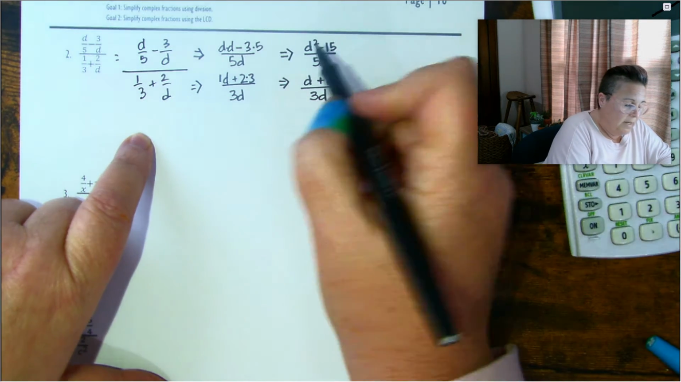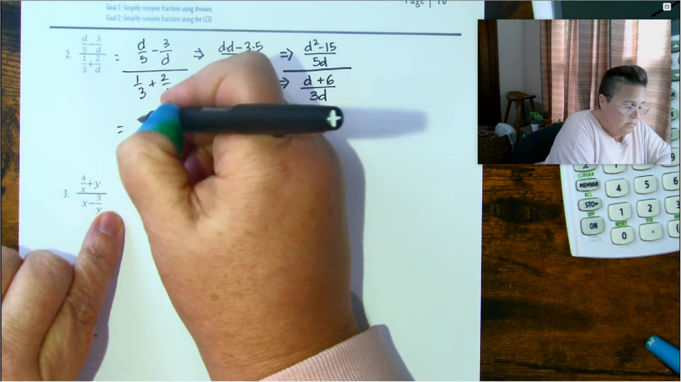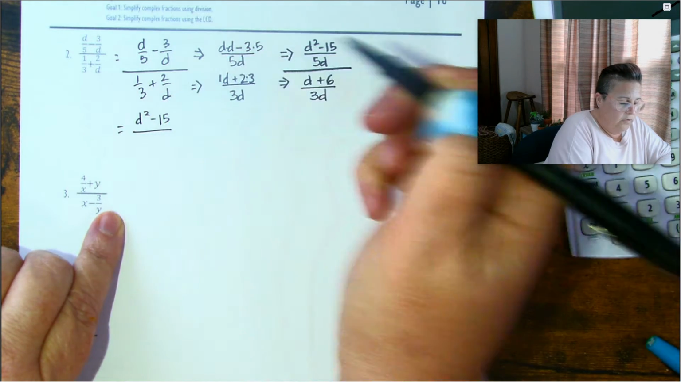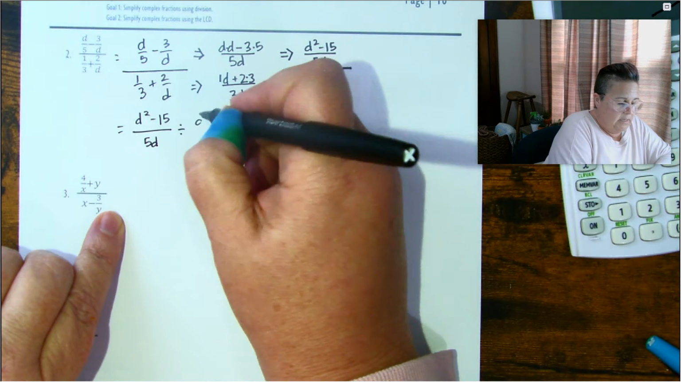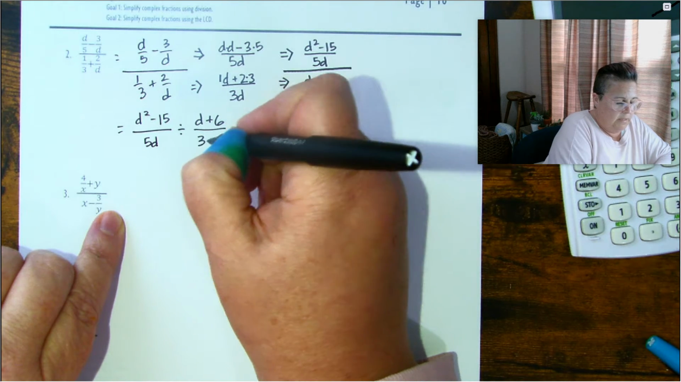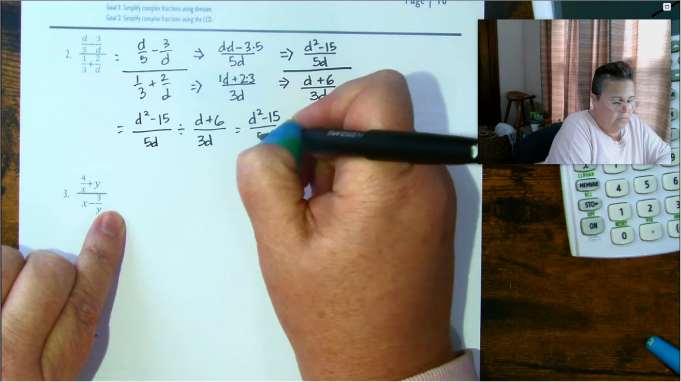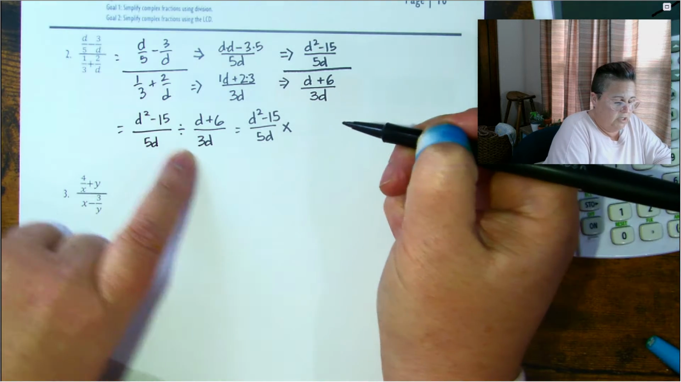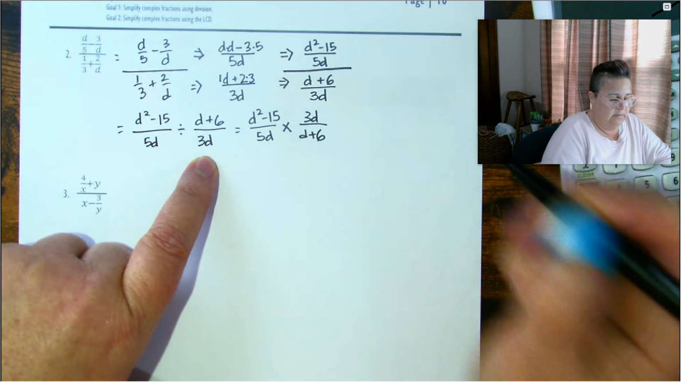Now I need to rewrite this as division. So this is going to be d squared minus 15 over 5d divided by d plus 6 over 3d, exactly as it is, which is keep d squared minus 15 over 5d, change your division to multiplication, and flip: 3d over d plus 6.